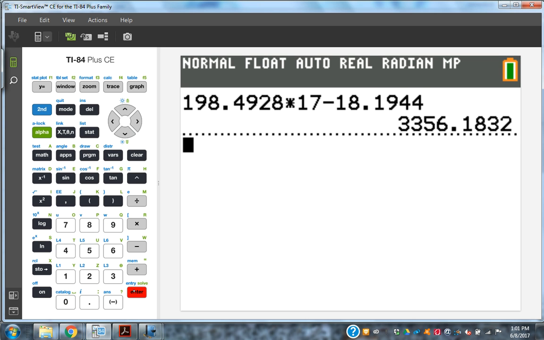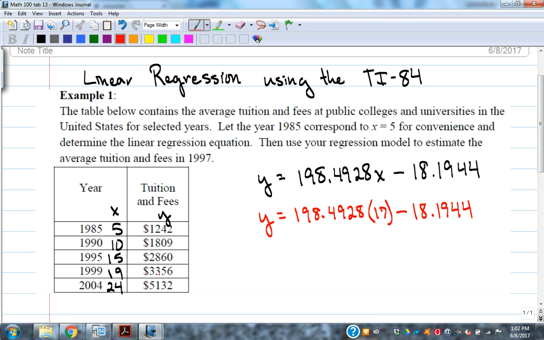And the average tuition and fees in 1997 should be $3,356. Our data is rounded to the nearest dollar, so that's what we're going to do. $3,356, which should be close to what it was in 1999. It looks like, according to our model, that it did not increase much from 1997 to 1999.